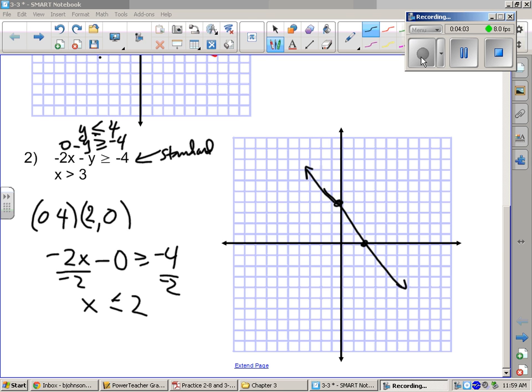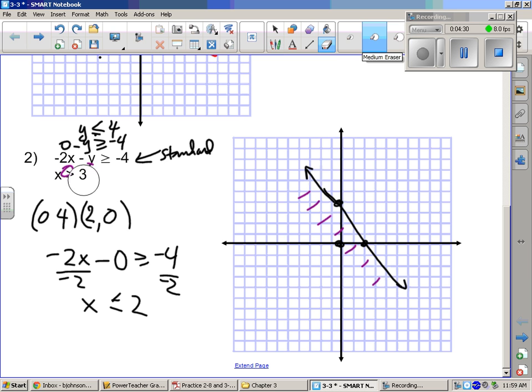All right, now as far as shading, remember we said don't worry about the greater than or less than. We have to test a point. We're going to test 0, 0. We're going to put that into the inequality and test it and see. So if I put a 0 in here and a 0 in here for y, is that greater than or equal to negative 4? Is 0 minus 0 greater than or equal to negative 4? Yes, I do believe it is. So that means we shade on the side of 0, 0.